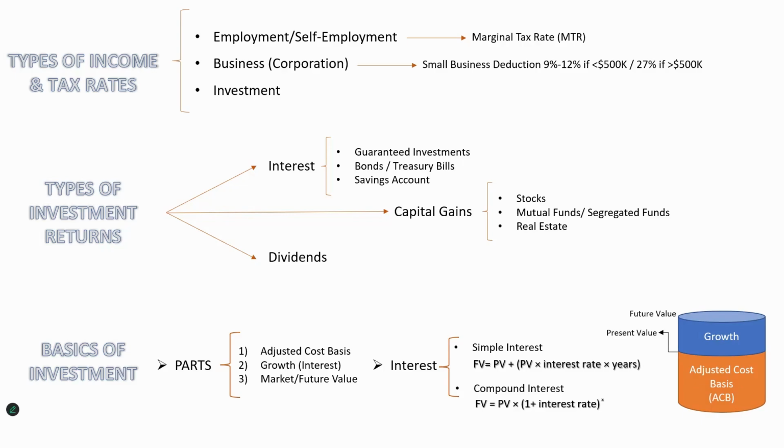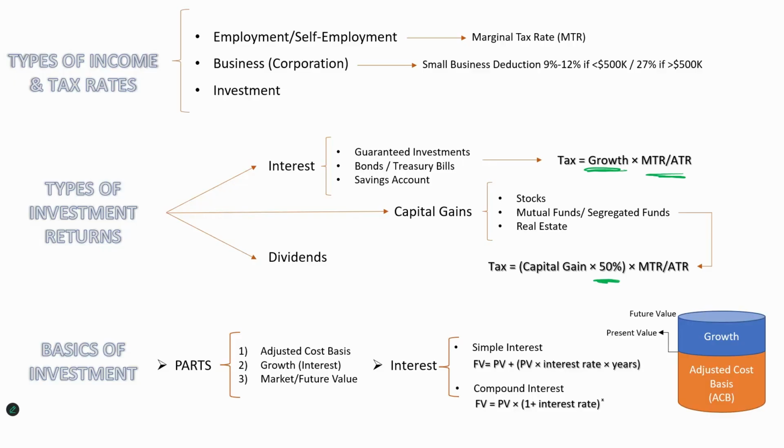But when we're talking about the investment part, for interest, whatever the growth is, whatever you've made, you multiply by your MTR or your ATR. And for capital gains, we have a 50% tax exemption. So that's the difference in taxation between interest investments and capital gain investments. Capital gain investments have a 50% tax exemption, so you only pay tax on 50% of your growth.